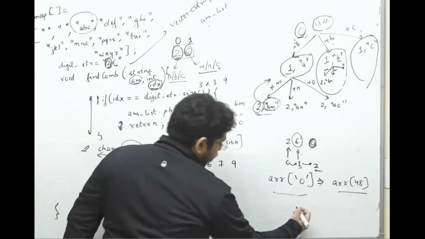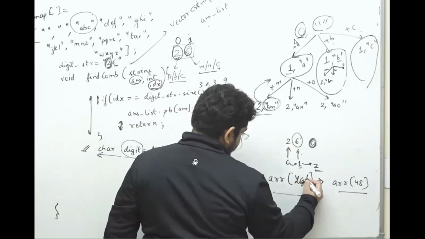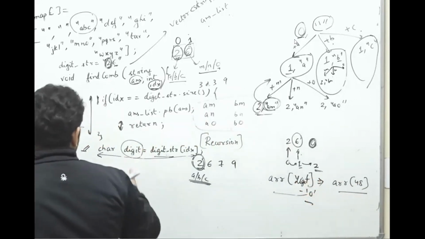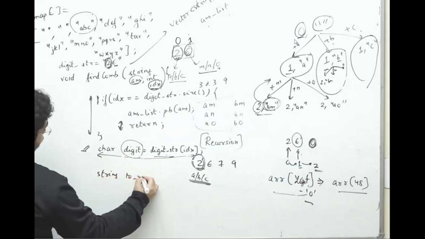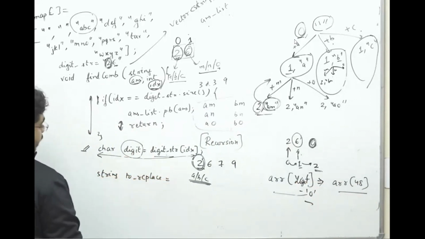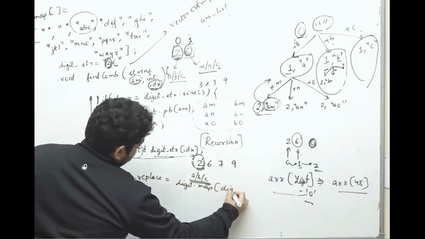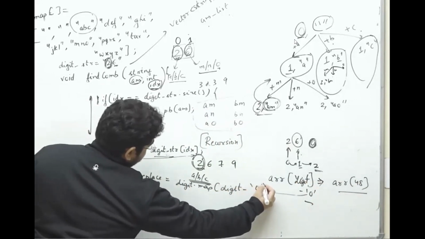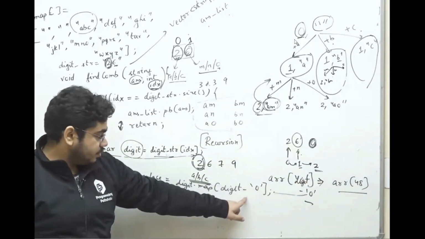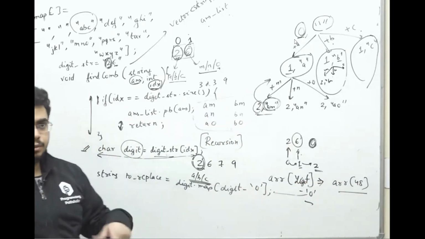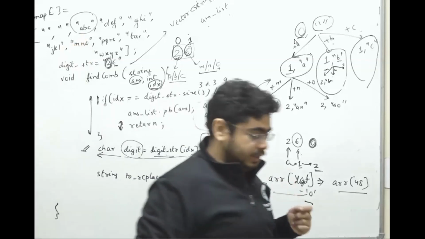So what I need to do is, generally, if there is a digit here, I need to do digit minus character 0. That is what I'm going to do here. So I will say string to replace. What all can I replace it with? I'll say digit map of digit minus 0. Is this making sense? That minus 0 is just so that it is converted into the actual number of that particular digit.